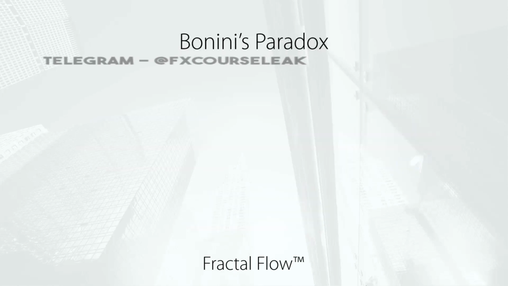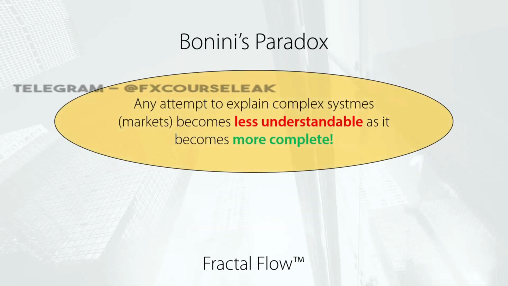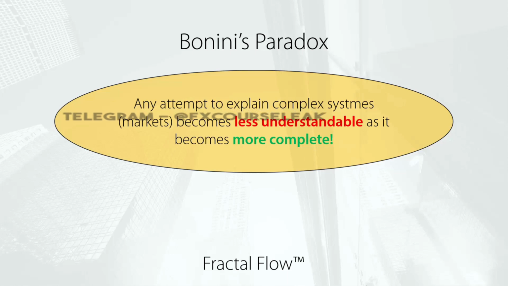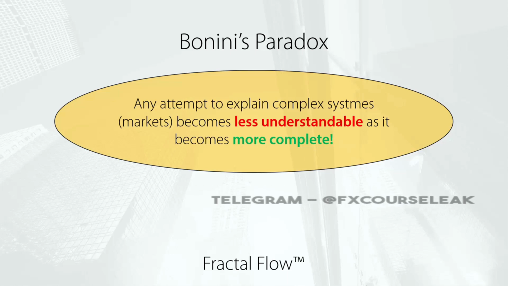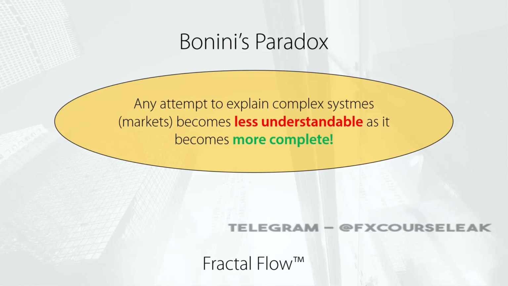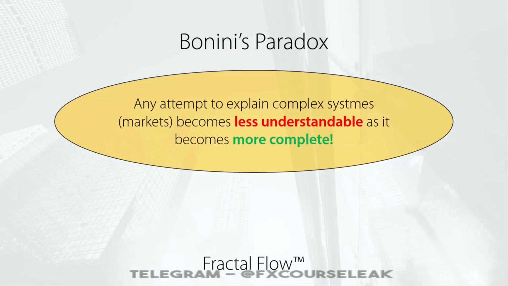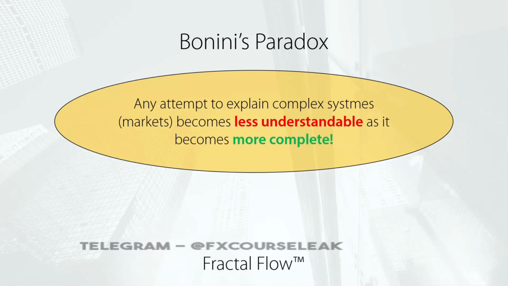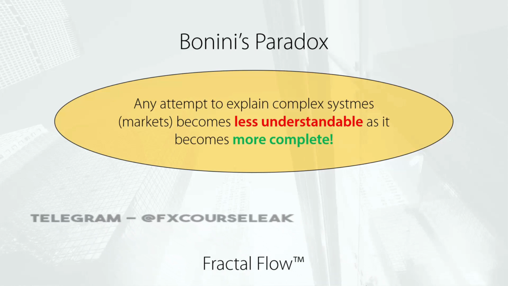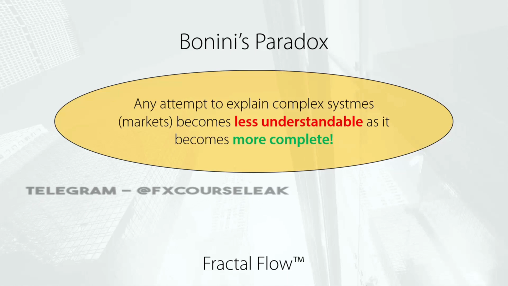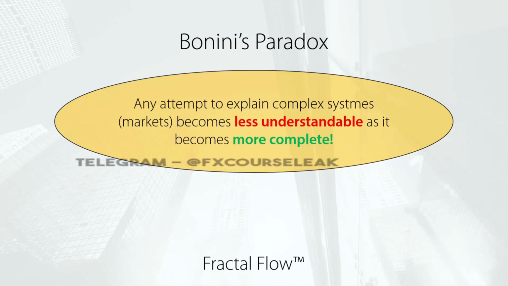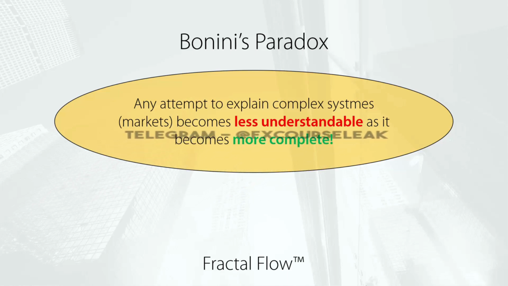Bonini's paradox claims that any attempt to explain a complex system like the markets becomes less understandable as it becomes more complete. In other words, since the market is a multivariate and multidimensional entity, any attempt to explain it fully becomes less understandable as it becomes more complete. Bonini's paradox acts as a curse and a blessing in alignment with the dimensional loss of bidimensional price charts.